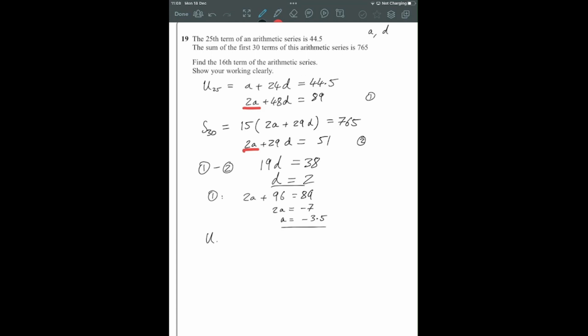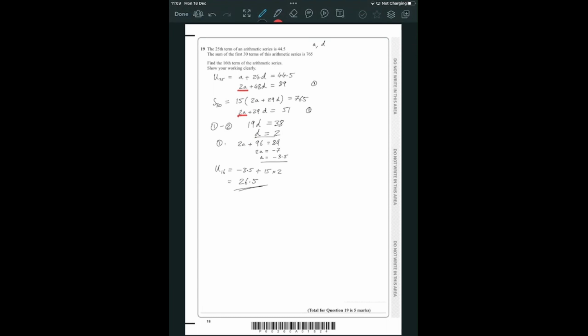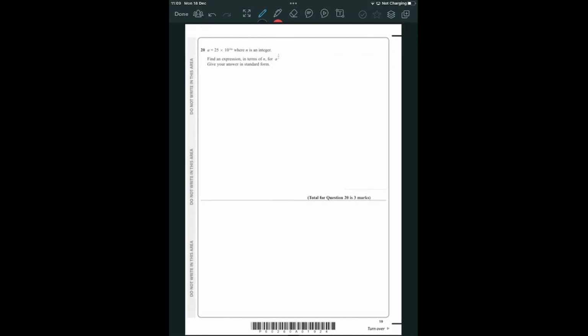The question itself wanted the 16th term, which is a plus n minus 1 d. Negative 3.5 plus 15 times 2, which gives me 26.5 as my actual final answer. 5 marks available there for spotting the simultaneous, doing it carefully, and completing the question.